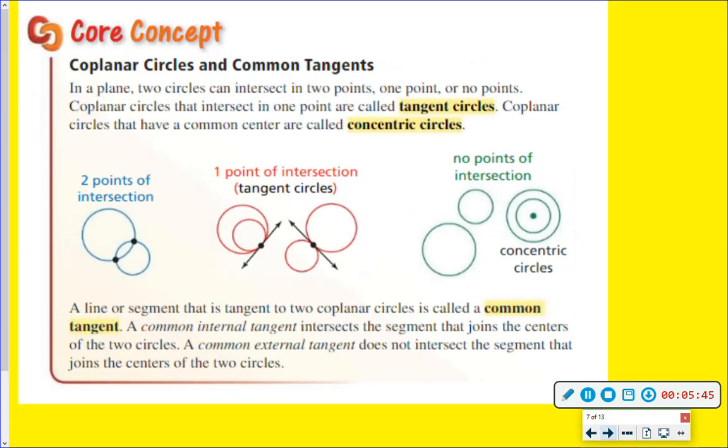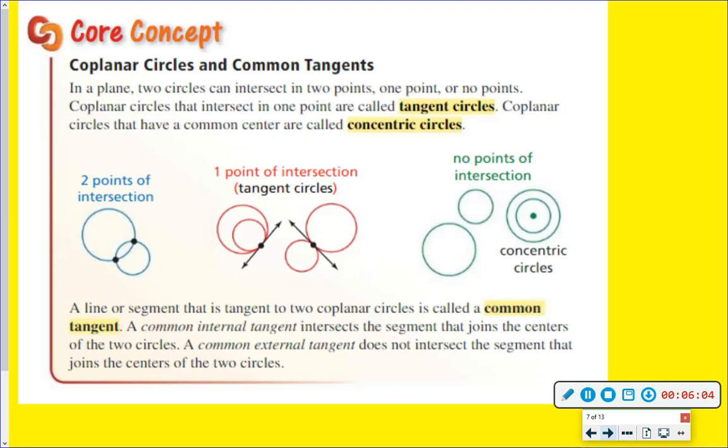Okay, coming up next. Just look at this. This is kind of common sense in a way. So let's talk about coplanar circles and common tangents. In a plane, 2 circles can intersect in 2 points. That's the first picture, the blue one. 1 point, that's the middle picture, the red, or no points. That's the right picture, the green ones.